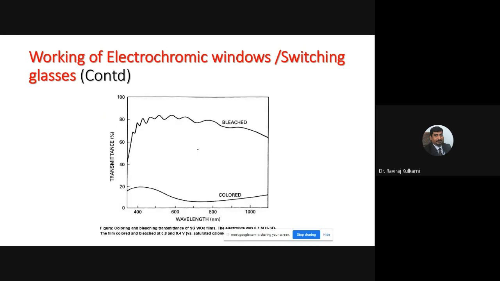Okay, if you see the spectra, the transmittance in the bleached state, what percentage of light does it transmit? 80% of visible light. You see, this is the visible range. Even the infrared light is transmitted. See, visible light is transmitted here, 80% is transmitted.